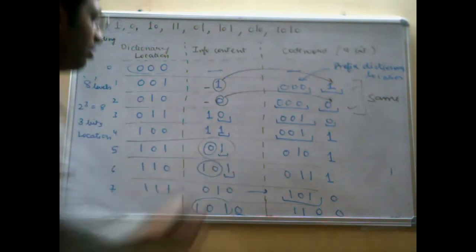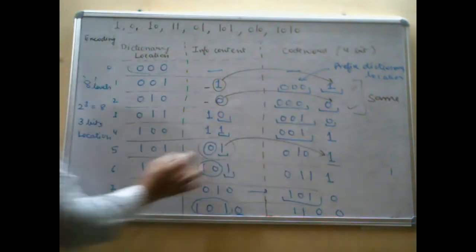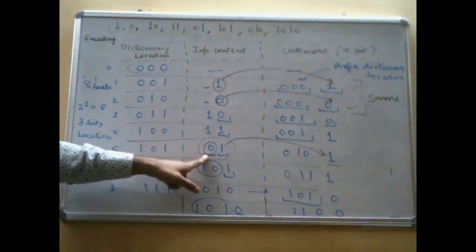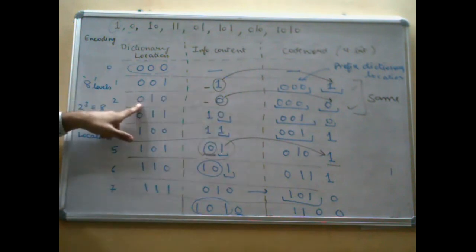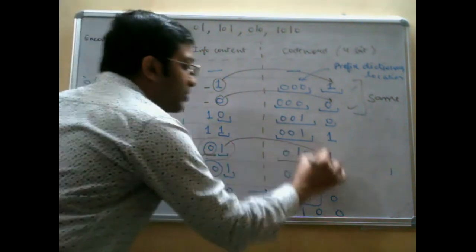This last bit 1 is copied as such. Now, this first bit is 0. Where is it? It is here. What is its dictionary location? It is 010. This 010 will come in the place of the prefix.